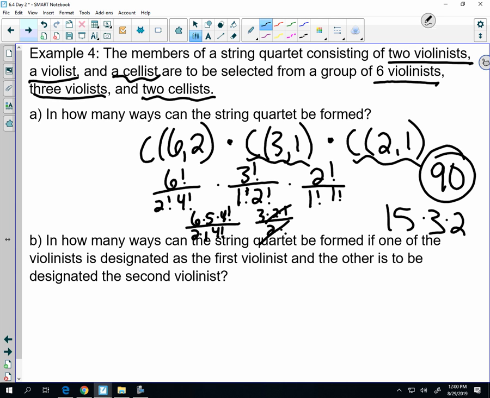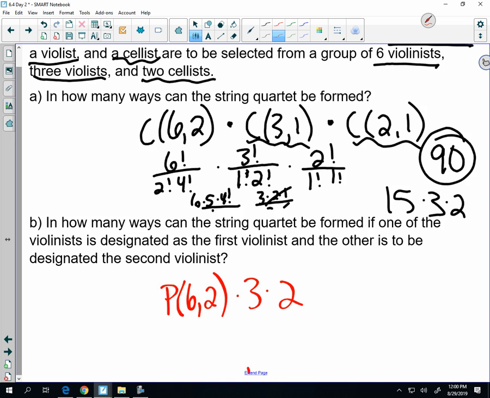But what if they made a different restriction? So look at part B. Part B says, what if now one of the violinists is designated as the first violinist and the other is designated as the second violinist, like first chair, second chair. Now we've switched this, and this is now a permutation because now order matters. So now, out of the 6 violinists, I'm still choosing 2, but now I'm doing the permutation, not the combination. Everything else is still the same, right? There's just 3 ways to choose the violist from 3, and since I'm only choosing 1 cellist from 2 cellists, I'm choosing 2.